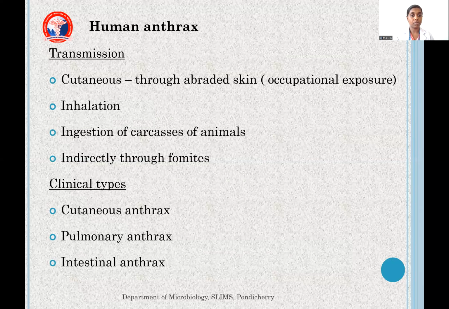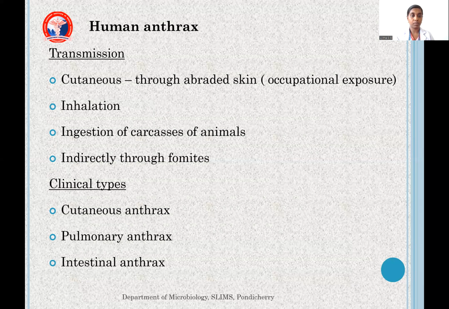And the second mode of transmission is the inhalational mode. This will produce pulmonary anthrax. This occurs when the spores are inhaled. This happens in people who are working in the wool factory. The spores which are present in the wool just get inhaled.